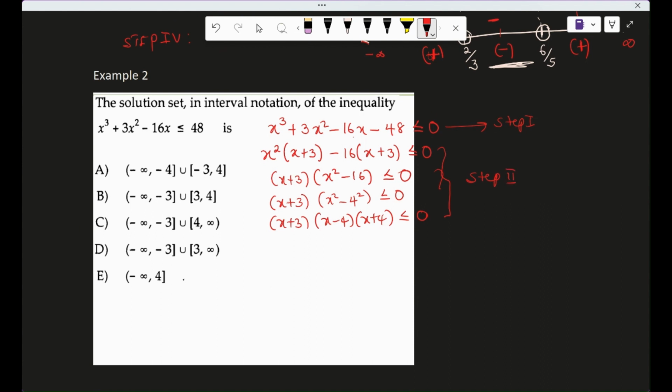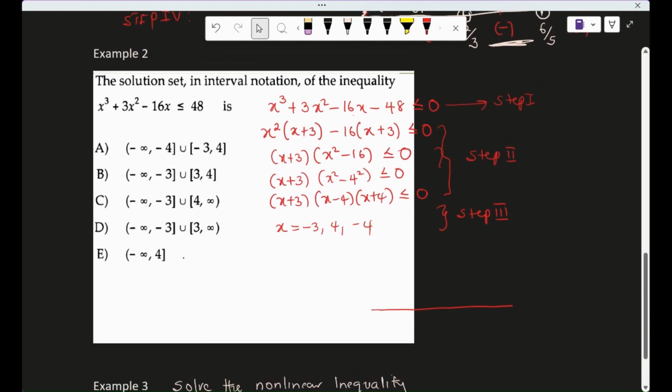Now, the third step is just to take the zeros of this polynomial. What makes the polynomial 0 is minus 3, 4, and minus 4. So here we are done with step 3, right? Now, step 4, now we go to the table. So how will the table look in this case? It is just exactly what we discussed.